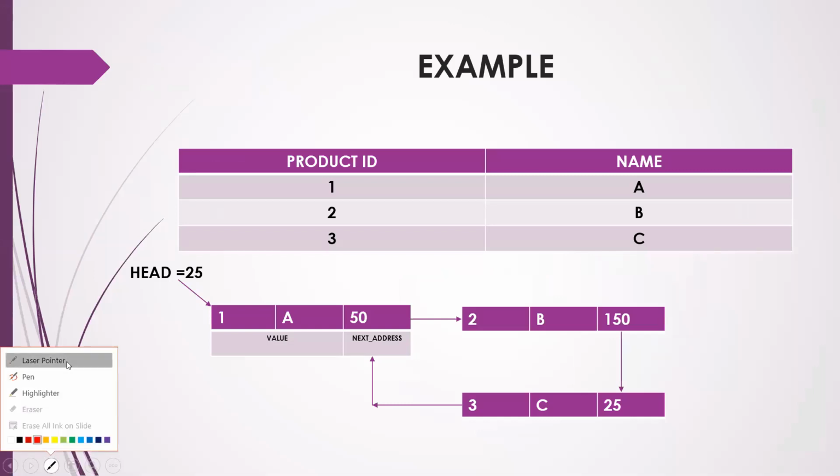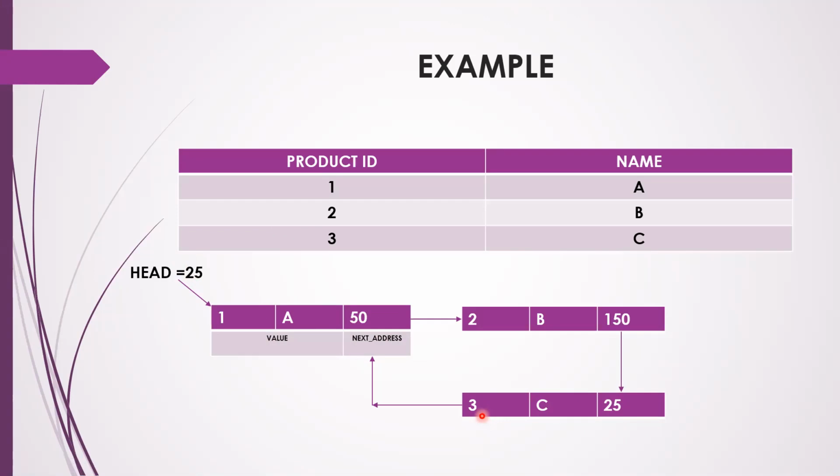So as you can see here, we have stored the value and the next address. And the starting address is 25. As you can see, the third product 3C, the next address, we don't have null here. It is pointing to 25, which is the address of the first element. So this is the circular singly linked list. The last node will point to the first node.